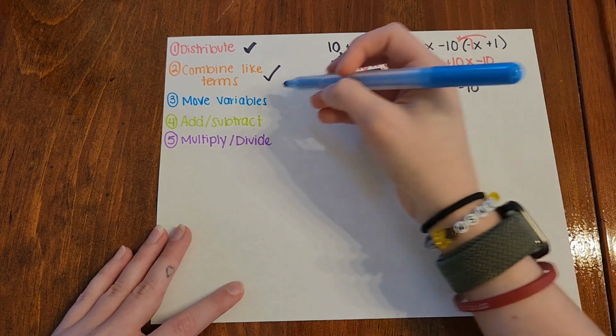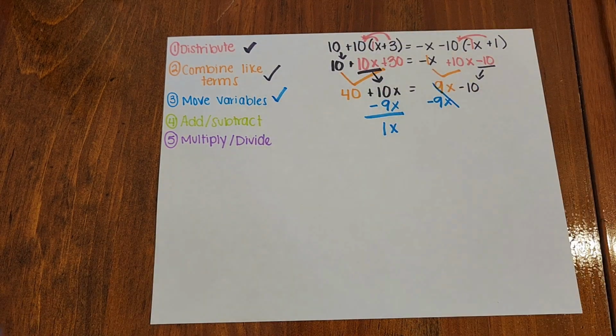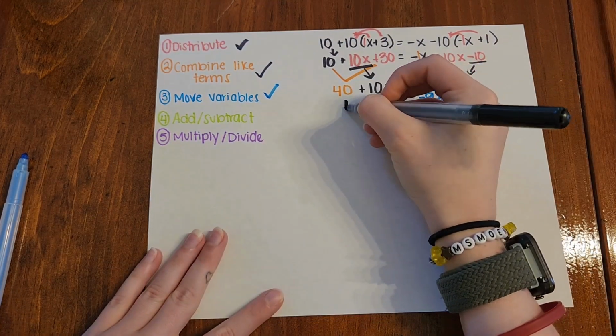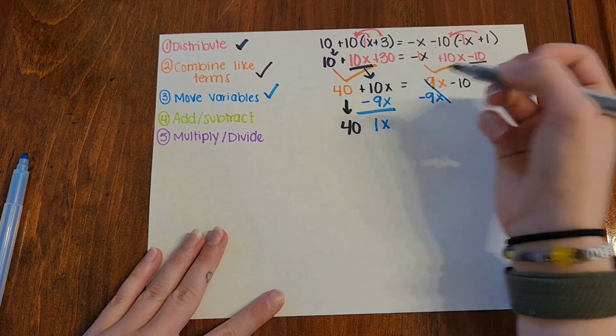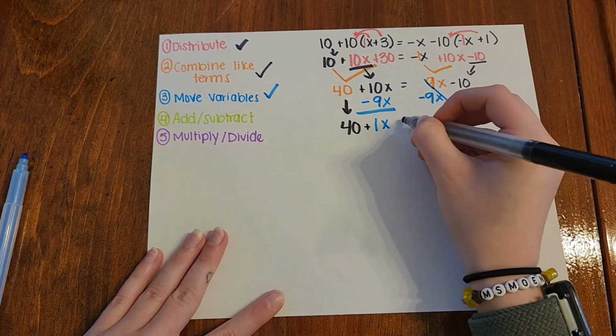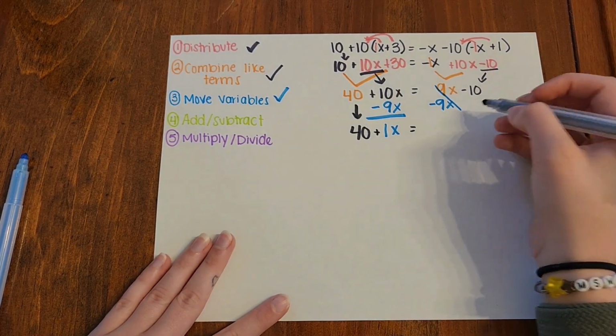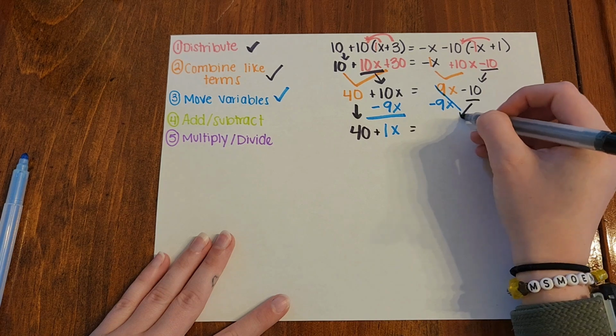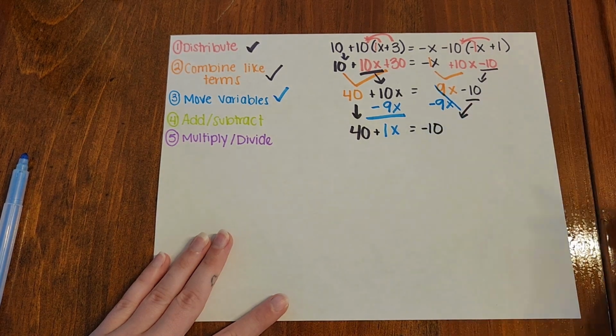So that's pretty much our third step, and all I'm going to do now is bring down everything else. I'm going to bring down that 40 we didn't use yet. This is a positive 1x, so I'm going to put a positive sign or a plus sign, and we didn't use the negative 10, so I'm going to bring down that negative 10 as well.